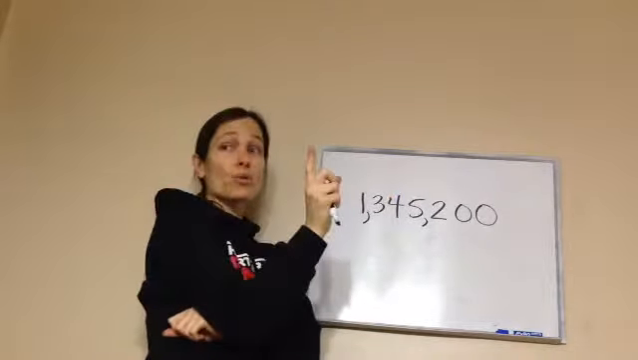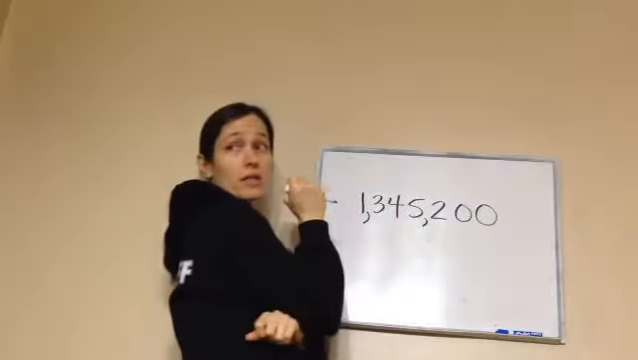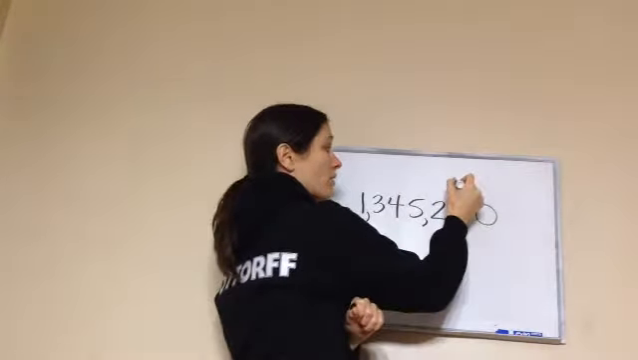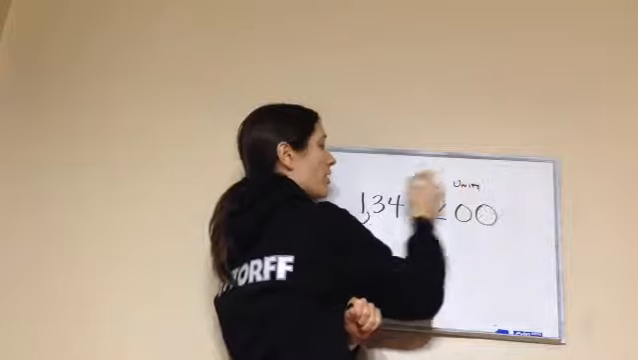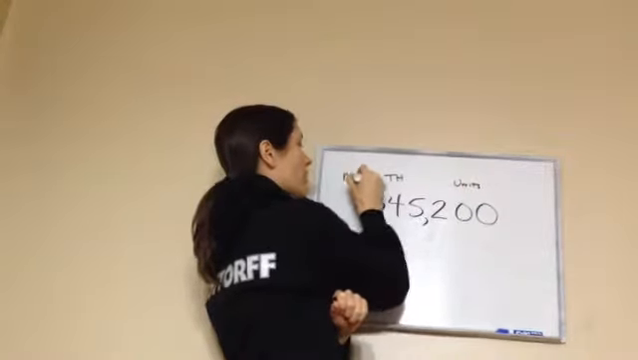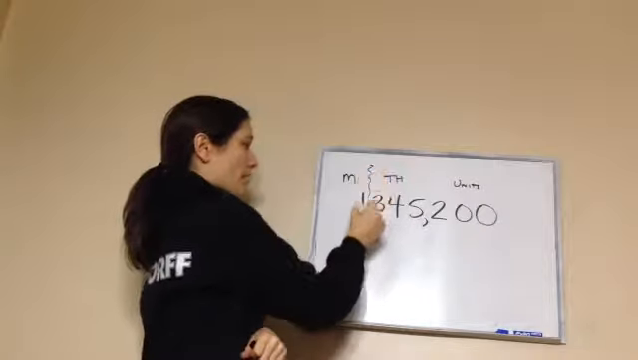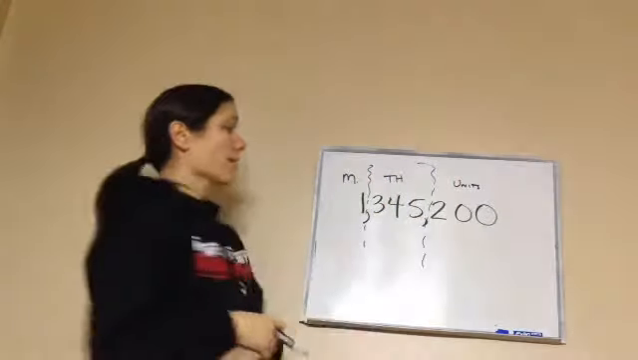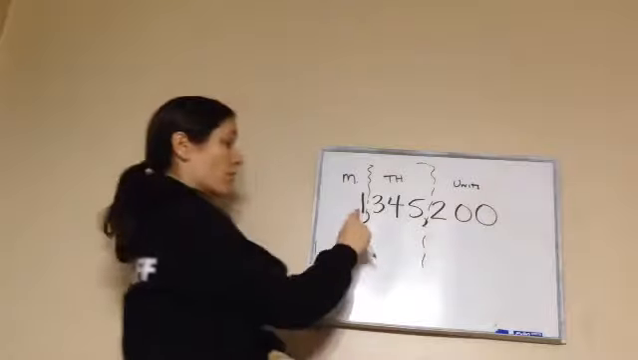The next step I want you to do is, what group is this? The units. Okay, units are ones, very good. What's this group? Thousands. And what's this group? Million. Very good. Okay, so I'm just going to kind of, all right. Now, how are you going to read this number?